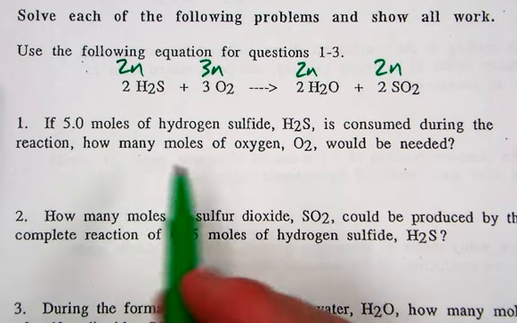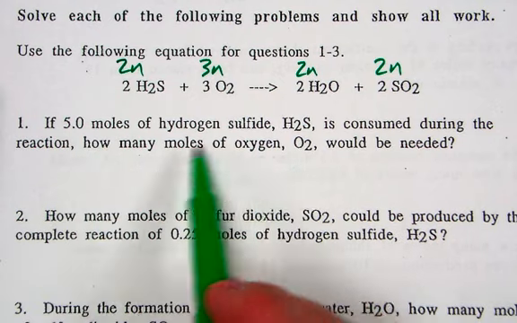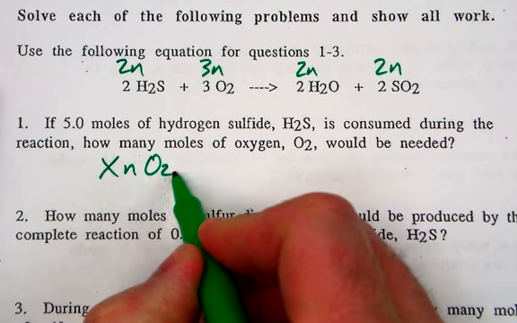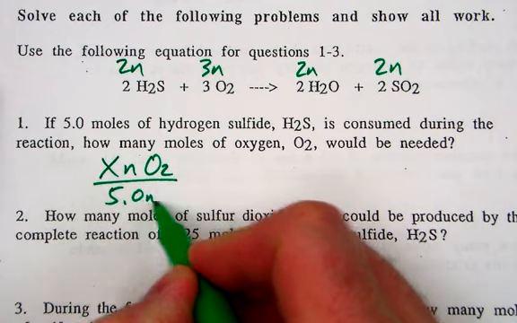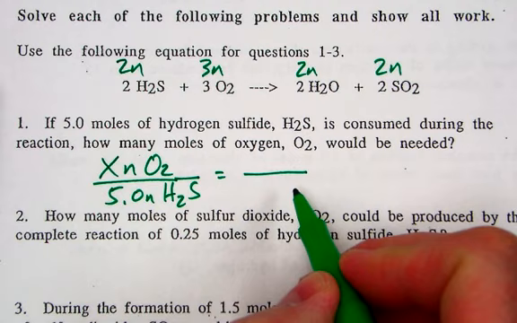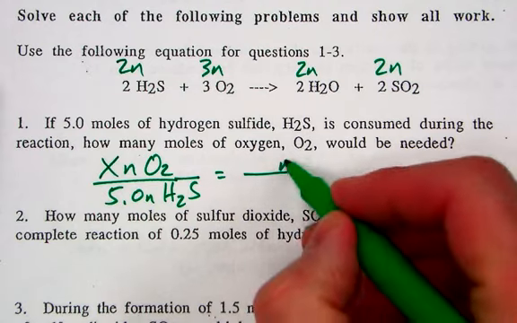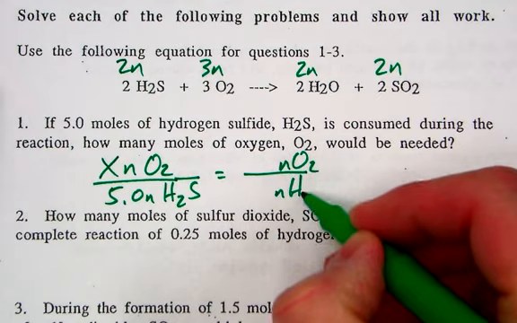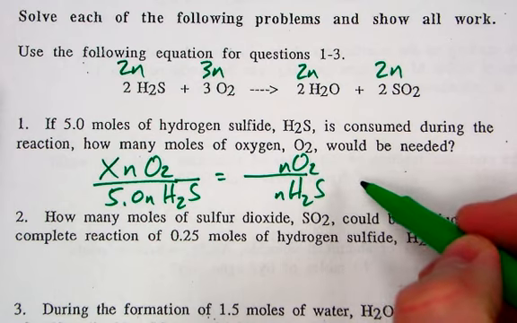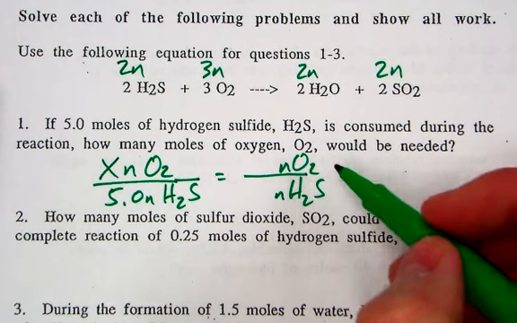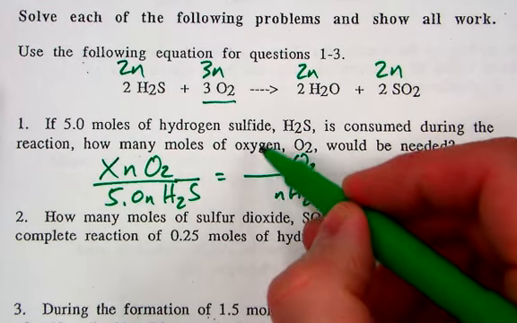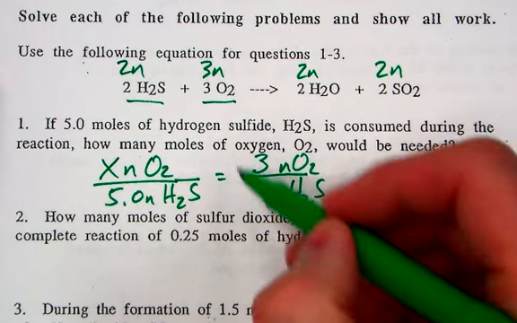The first problem says if we have 5 moles of H2S, how many moles of O2 would be needed? So I'm going to say X moles of O2 is what we want to find out, and 5 moles of H2S is what we are given in the problem. Now we're going to put moles O2 on top and moles H2S on the bottom, being really explicit about which chemical we're talking about, because now we're dealing with 2 different kinds of chemicals. The only time these 2 things are compared to each other is in your balanced equation, which says you need 3 moles of O2 and 2 moles of H2S.